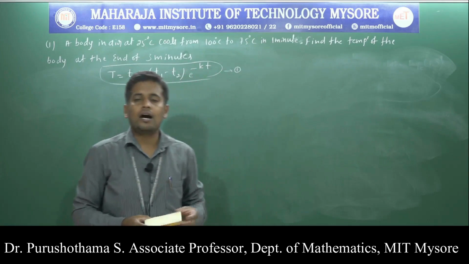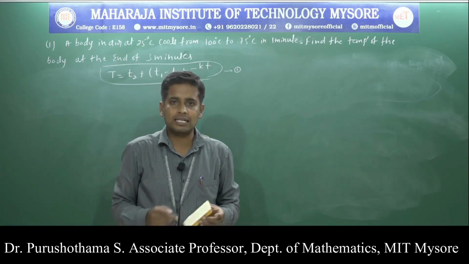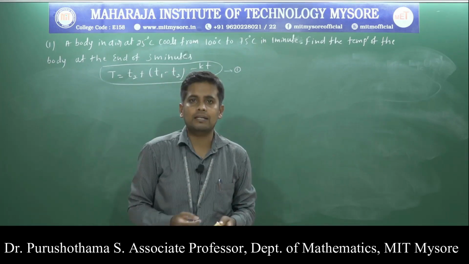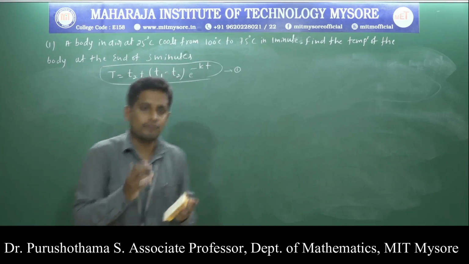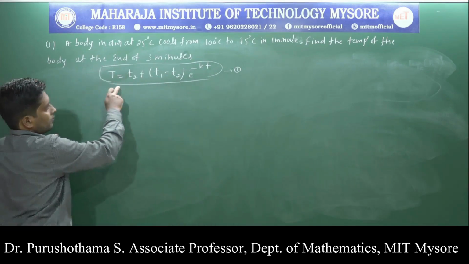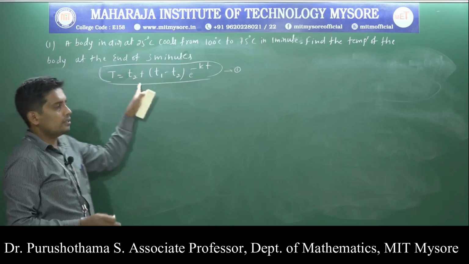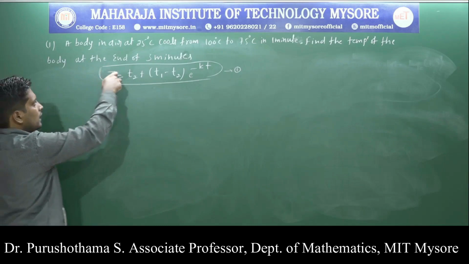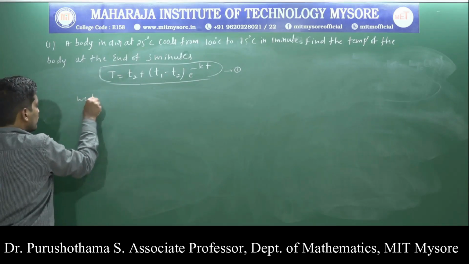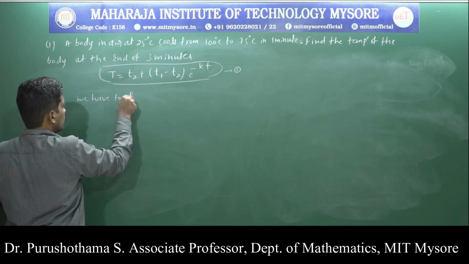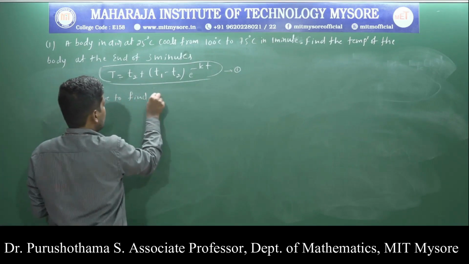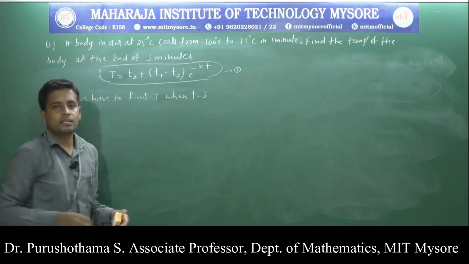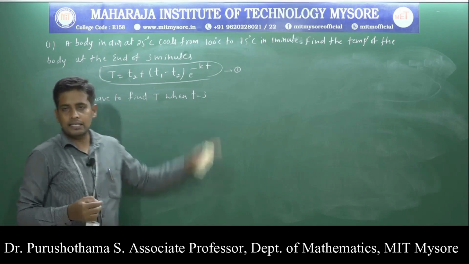In the continuation, after finding the proportionality constant k value, using k and the remaining data, find out the temperature at the end of 3 minutes. So, using the temperature function formula again, capital T equals T2 plus T1 minus T2 into e power minus kt. In this expression, we have to find capital T when t equals 3 minutes.